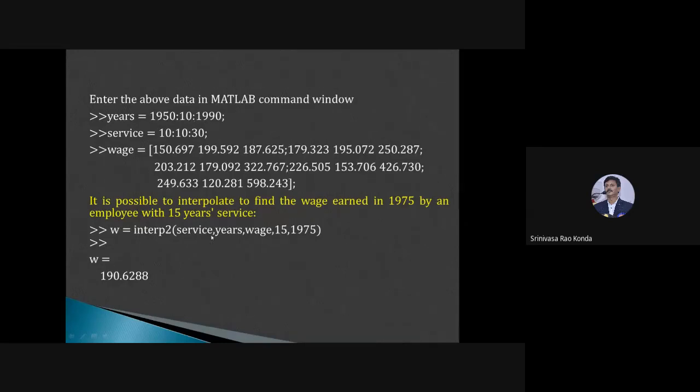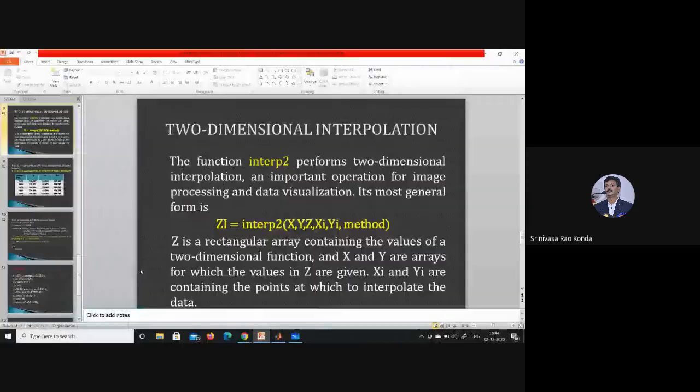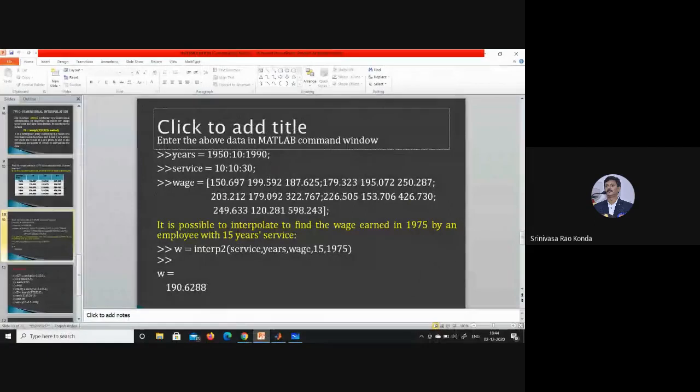Okay. So these are the wages. It is a matrix. Now I want to interpolate it, for 15 years service and in 1975. Okay. We'll get the interpolated value. I will enter these values. After that, I will take some applications of this data.